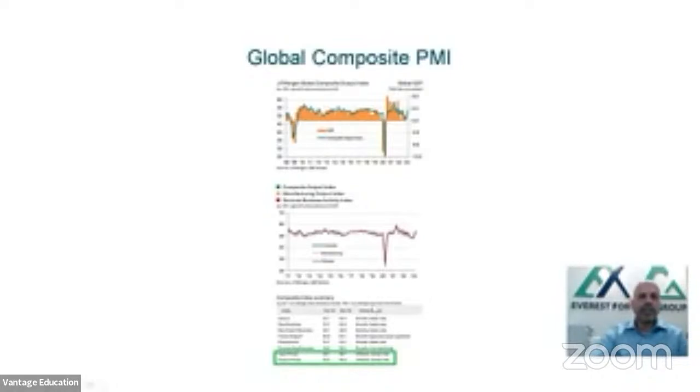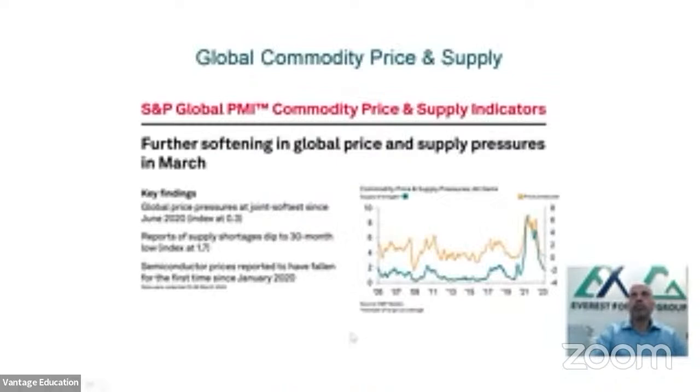Because this is important, all central banks are reacting to the inflation figures. Okay, so next up, we quickly look at global commodity prices and supply. What we're looking at here, the yellow line is showing us the index for price pressures, and the green line for supply shortages. So basically, we're just looking at supply chain issues and pricing issues.